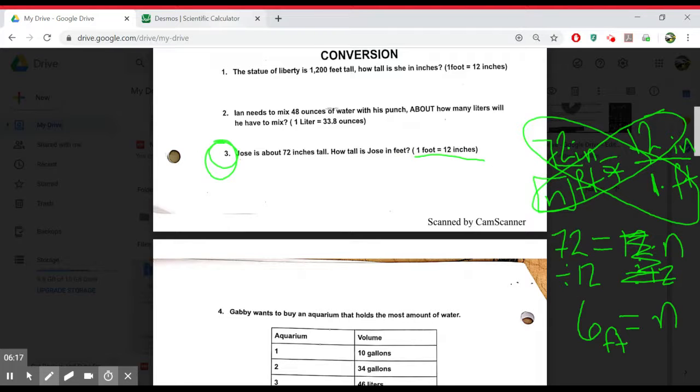So me, Coach Shafto, I'm 6 foot 1 inches, which would mean that I would be 72 plus 1, would be 73 inches.